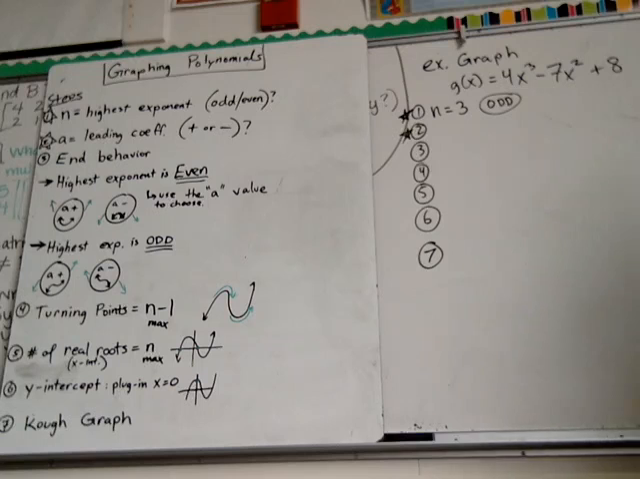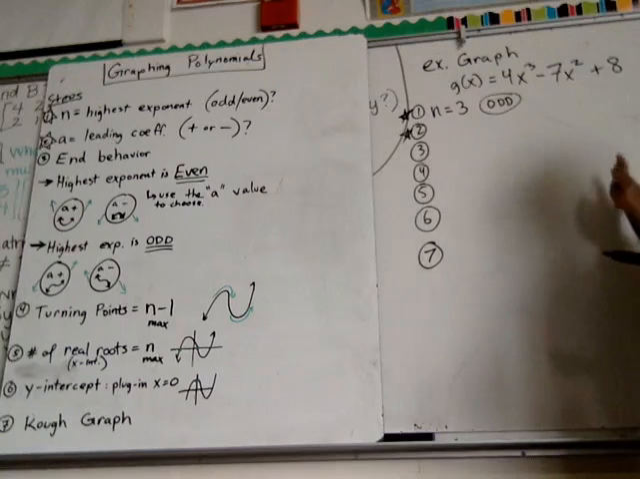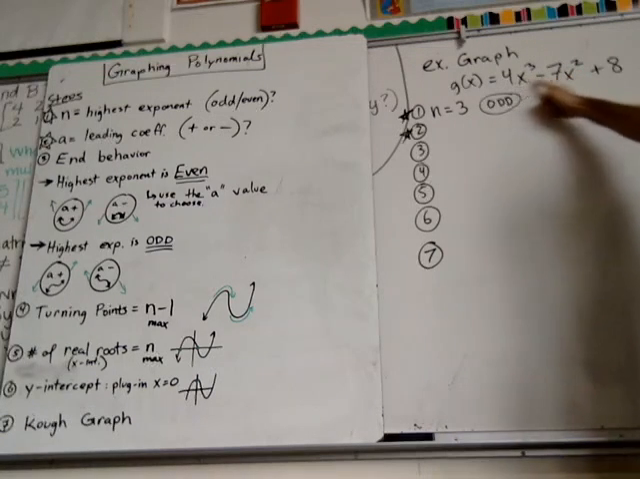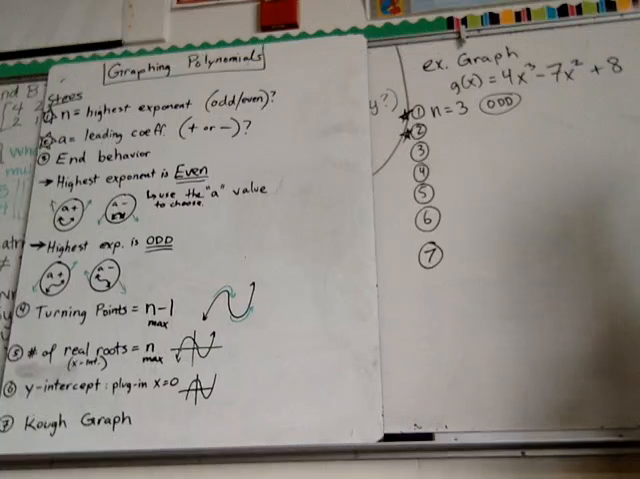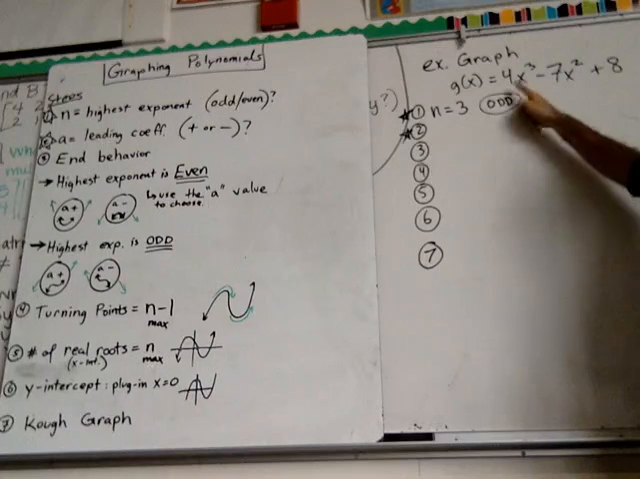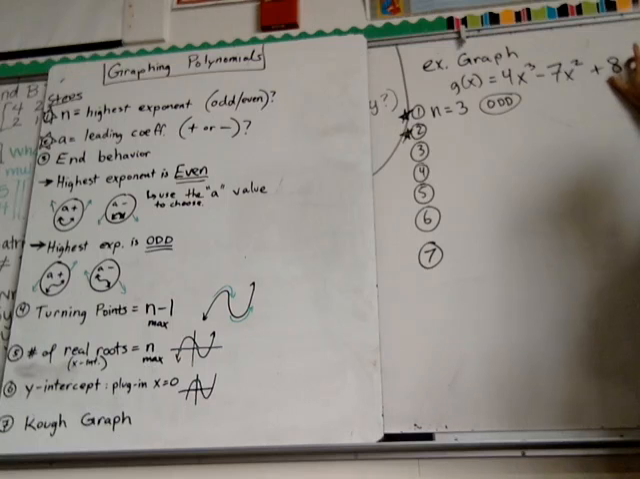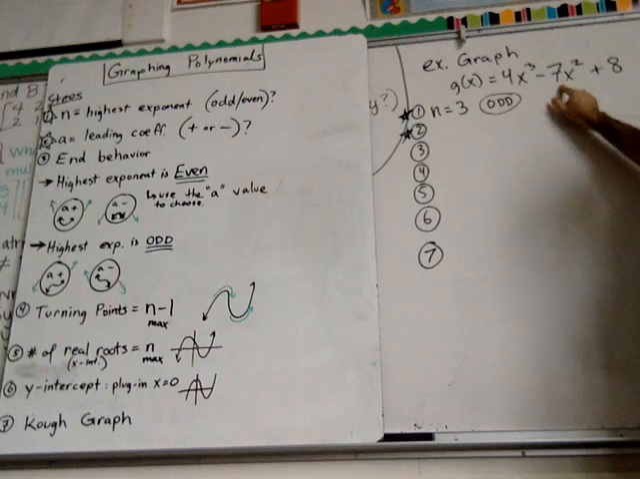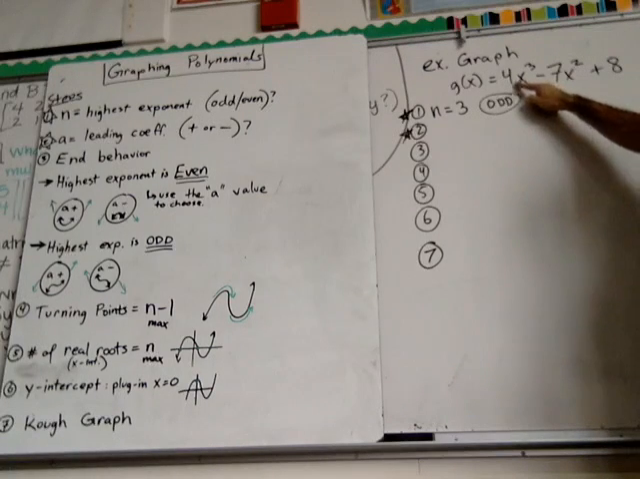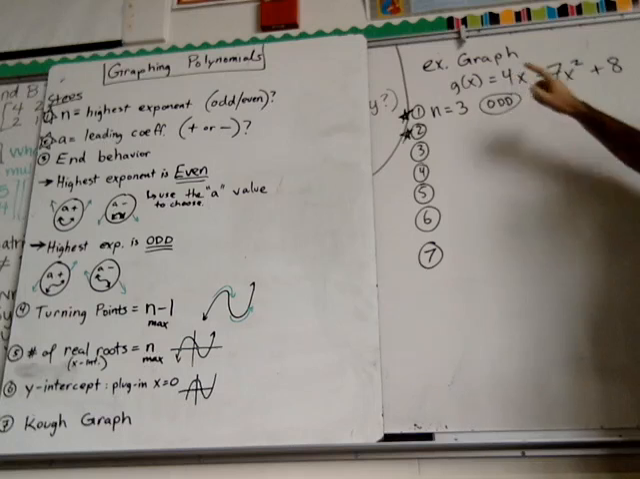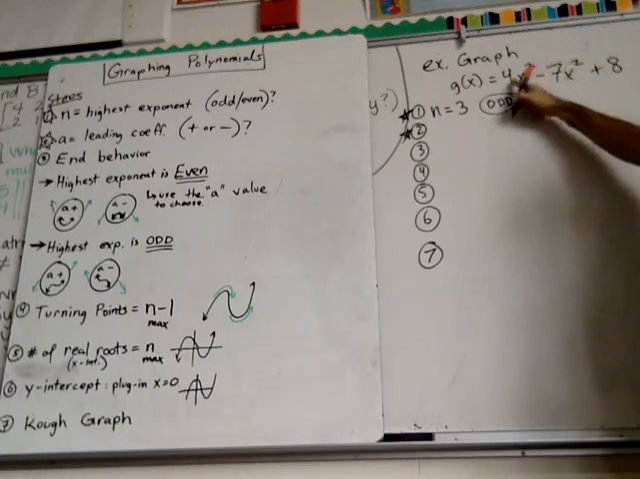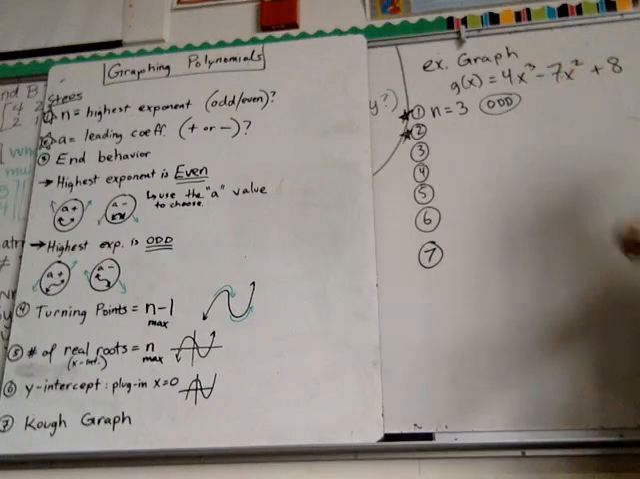Somebody help me out. Name the coefficients. What are the coefficients in my function here? Just name them off. What are some numbers that are coefficients? 4. What else? Negative 7? 8 is a constant. So what's the difference? Why did I say 8 isn't a coefficient? There's no variable connected to 8. The number in front of a variable is my coefficient. So negative 7 and 4 are my coefficients.